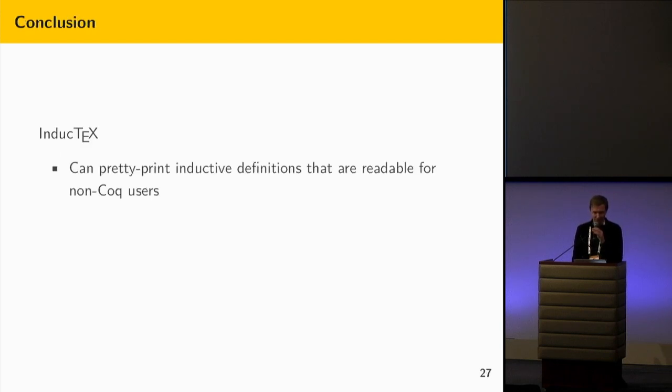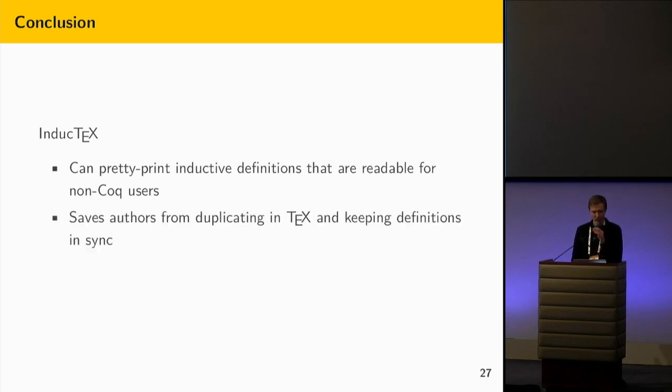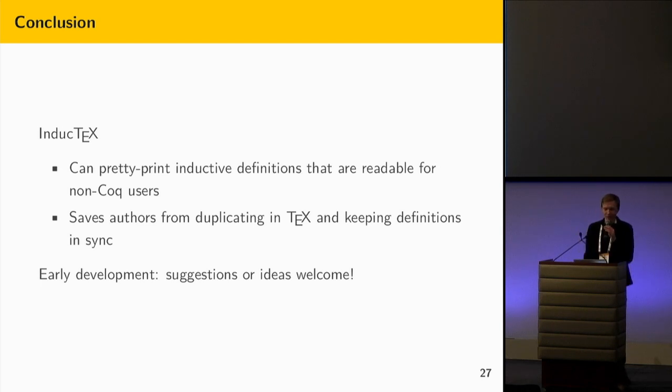So in conclusion, with this tool, you can pretty print inductive definitions that are readable for non-Coq users, and it also saves authors from duplicating their relations in TeX. And yeah, it also saves you from having to keep the definitions in sync. This is still very early development on this tool, so any suggestions or ideas are welcome. And thanks for your attention.